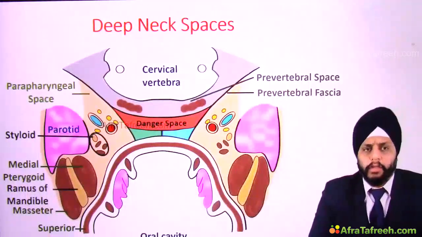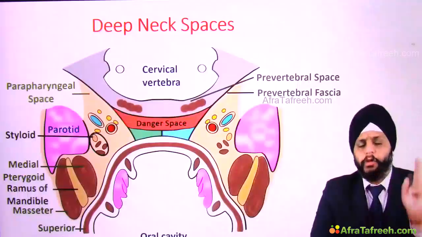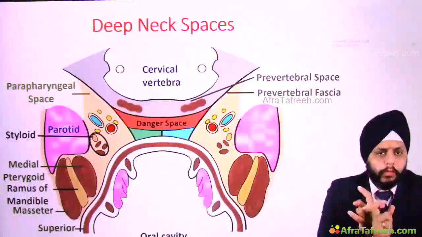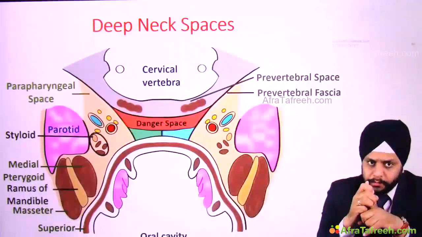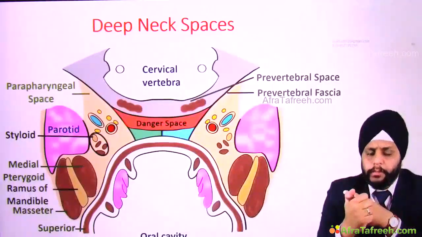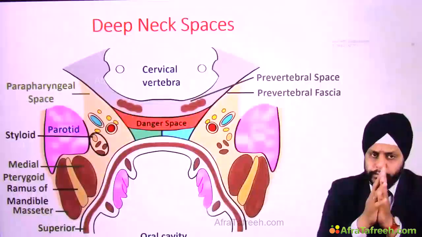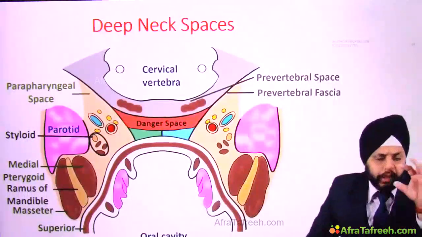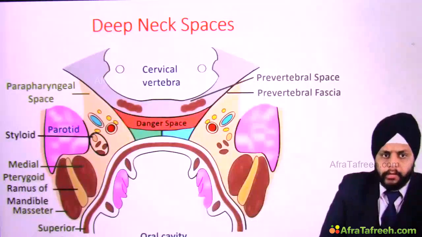Let us look a little bit more into this parapharyngeal space. I told you the parapharyngeal space has two components, the anterior component and the posterior component. The anterior component is the pre-styloid compartment. The posterior component is the post-styloid compartment, and it has important neurovascular structures. We saw that. Let's say there is an isolated abscess of the pre-styloid compartment.